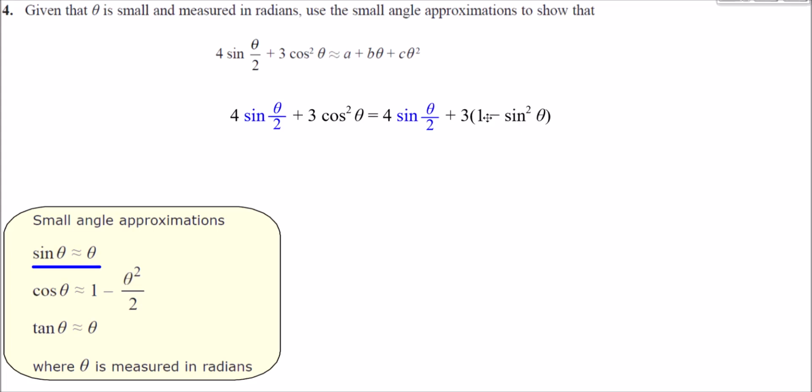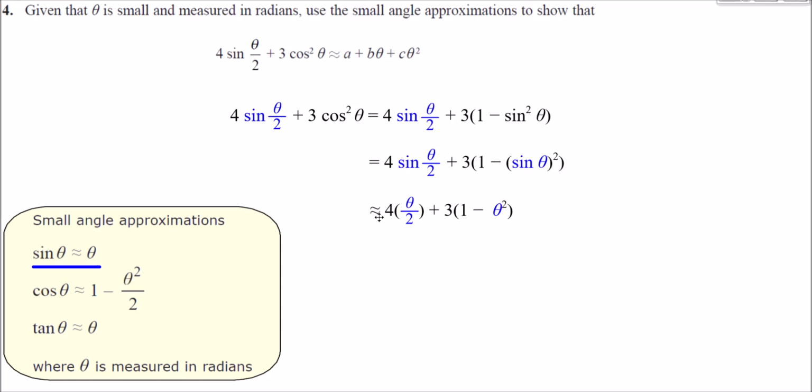But if I just make this more explicit and just say that 1 minus sine squared theta is the same as 1 minus sine theta in brackets all squared. Just to make it really explicit, what I'm doing here is I'm saying it's going to be 4 sine theta over 2 plus 3, then it's going to be 1 minus theta squared. It's going to be approximately equal to that. So up to this point you can use equal signs because cos squared is identical to 1 minus sine squared theta, and sine theta all squared is how sine squared theta is defined.